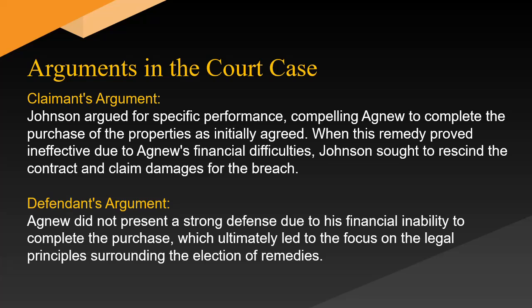Arguments. Claimant's argument: Johnson argued for specific performance, compelling Agnew to complete the purchase of the properties as initially agreed. When this remedy proved ineffective due to Agnew's financial difficulties, Johnson sought to rescind the contract and claim damages for the breach. Defendant's argument: Agnew did not present a strong defense due to his financial inability to complete the purchase, which ultimately led to the focus on the legal principles surrounding the election of remedies.